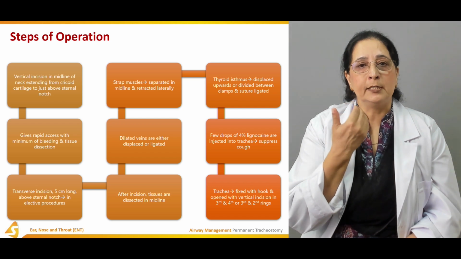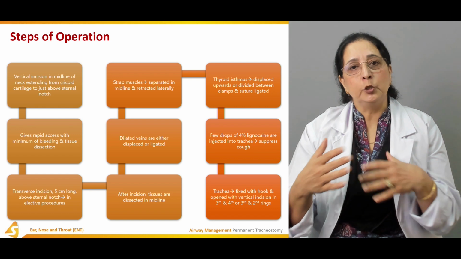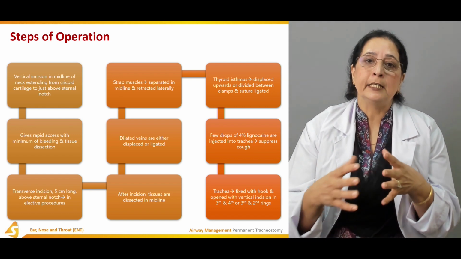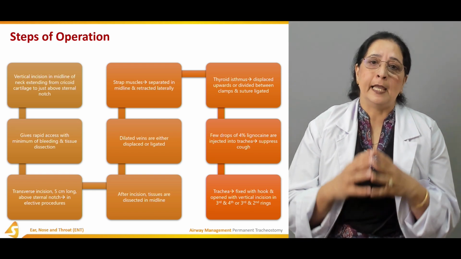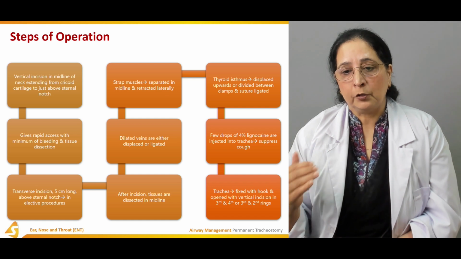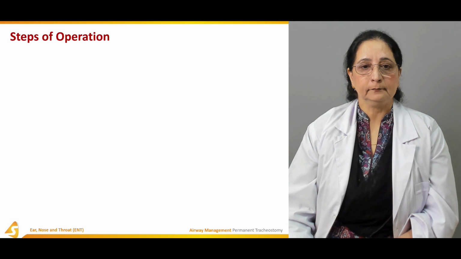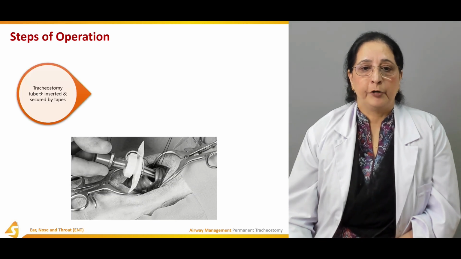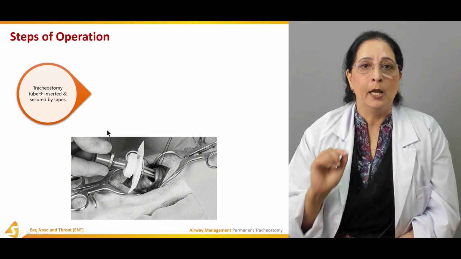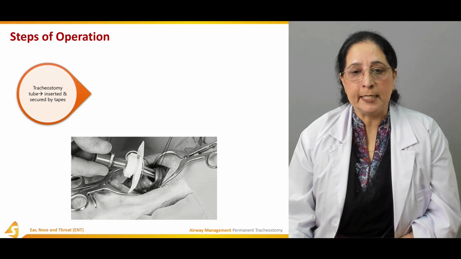First the vertical incision, then the transverse incision. Tissues and muscles are separated, vessels are ligated, and then the trachea is exposed at the fourth or third ring, or third and second ring. The tracheostomy tube is inserted in the hole and then secured by tapes.